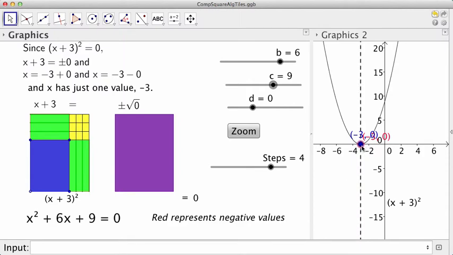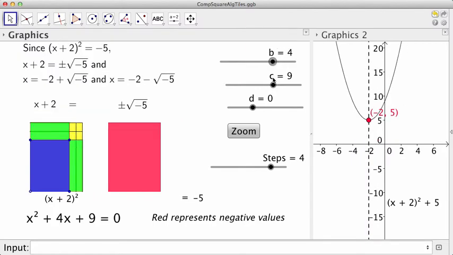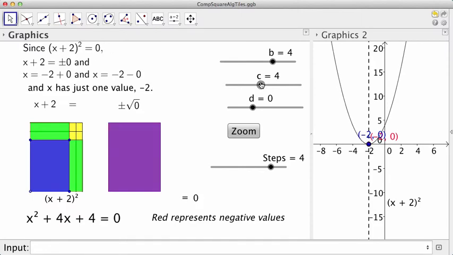Whenever our vertex is on the x-axis, it means that our quadratic has to have the form of a perfect square trinomial. So for example, if we change b to 4 and c to 4, we again have a perfect square trinomial, x squared plus 4x plus 4, and it has just one solution here. X is equal to negative 2. Again, the reason for that is because the vertex is exactly on the x-axis.